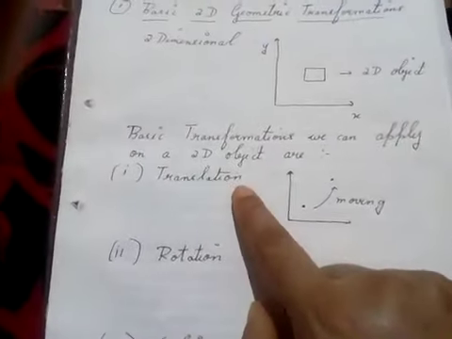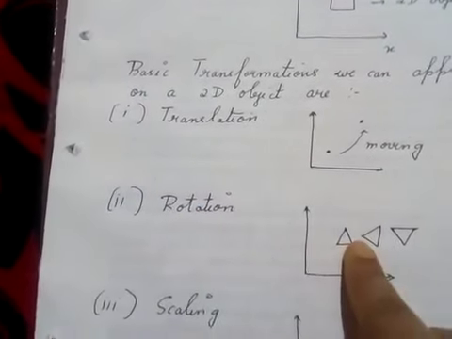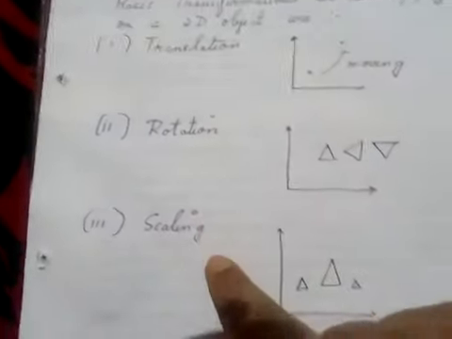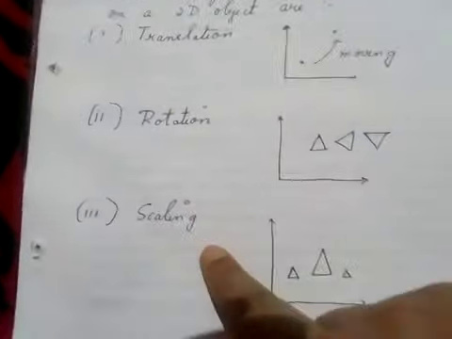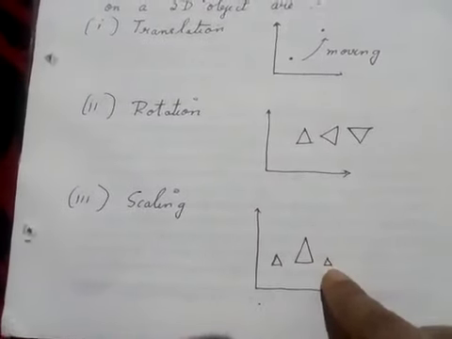The second thing is known as rotation. What is rotation? You have an object here. You rotate it by 90 degrees, 45 degrees or 180 degrees, clockwise or anti-clockwise. Anything you do like this with an object is known as rotation. The third thing is scaling. You have an object here, and you either increase it or decrease it. So scaling is nothing but increasing or decreasing the size of an object.